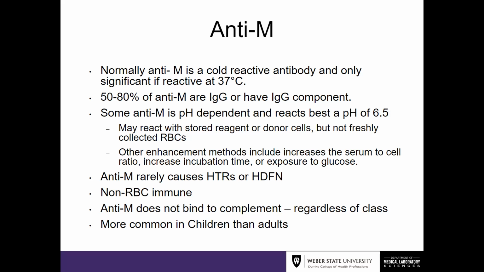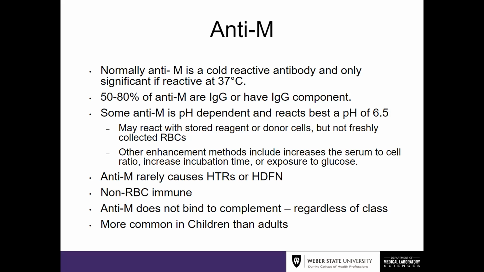Some of these anti-M antibodies react better at a lower pH. So they'll react best at a pH of 6.5 to be specific. So if we're trying to increase reactivity of the anti-M antibody, we can acidify the serum that we are using in order to enhance that reaction there.